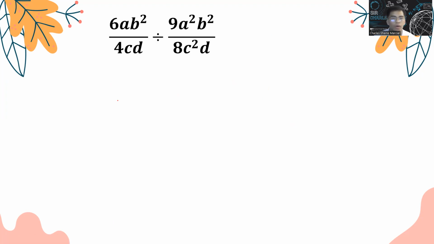6ab squared over 4cd. I-copy lang natin siya. 6ab squared over 4cd. Times, again, papalitan natin ng multiplication sign, yung division sign. So, magiging 9a squared b squared, mapupunta na siya sa denominator. And yung 8c squared d, mapupunta sa numerator.